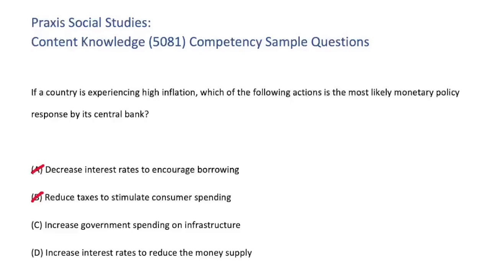Next, we can eliminate choice B, reduce taxes to stimulate consumer spending. Reducing taxes is fiscal policy and would also stimulate demand, so not the best choice in this scenario. Finally, we can eliminate option C, increase government spending on infrastructure. An increase in government spending would also be indicative of fiscal policy. So that leaves us with the best choice, option D, increase interest rates to reduce the money supply. Raising interest rates makes borrowing more expensive, slows spending, and will bring inflation down.